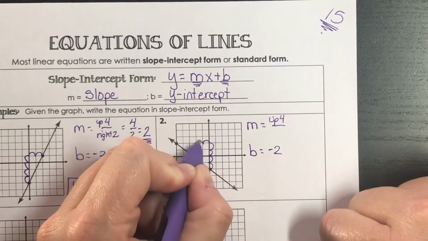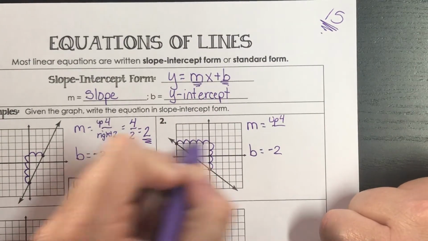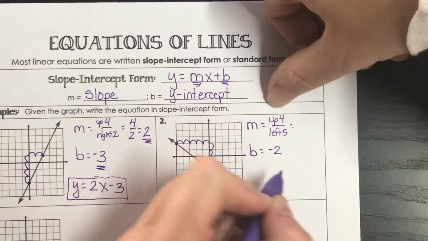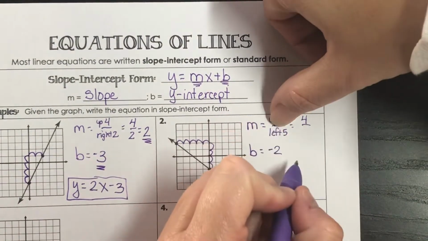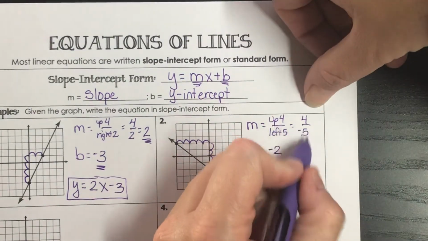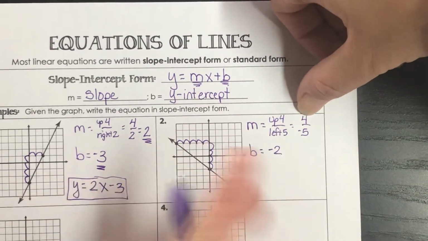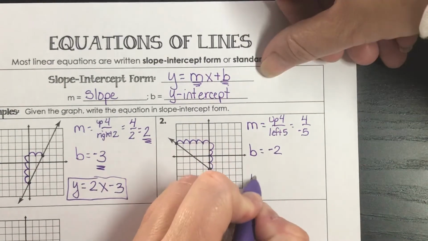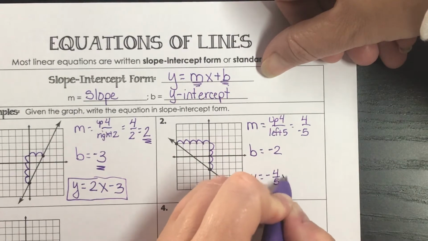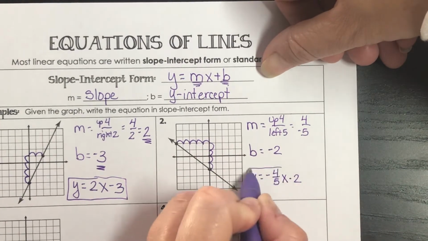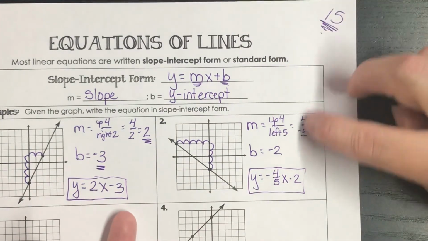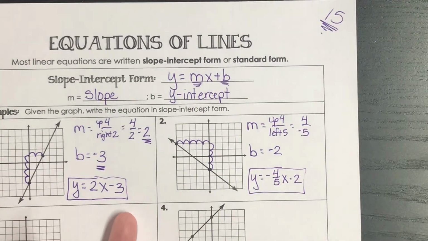And then 1, 2, 3, 4, 5 left. Up 4, that's positive. Left 5 is negative. Left is a negative direction. This can't be reduced, so that's my slope. That's my y-intercept. So to write the equation, it's y equals negative 4/5 x minus 2. Now the negative sign can go out front, up top, or on the bottom. It just can't go with both of them. Pick one, you can't have both.